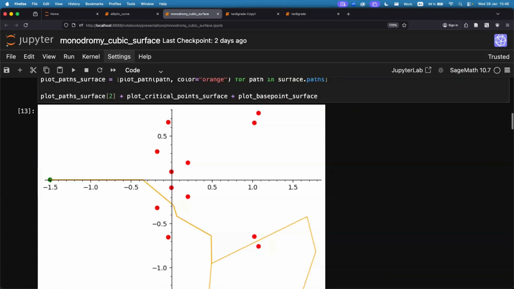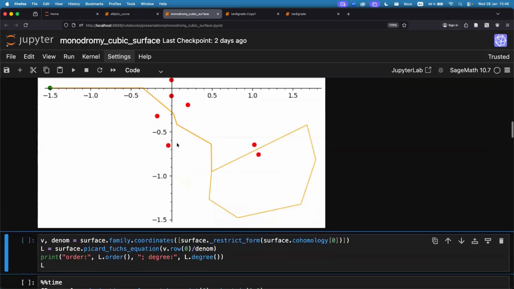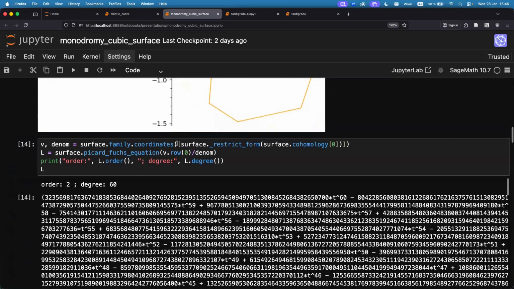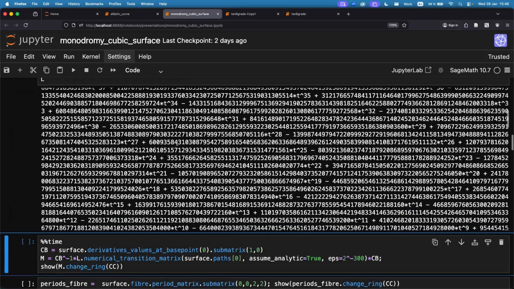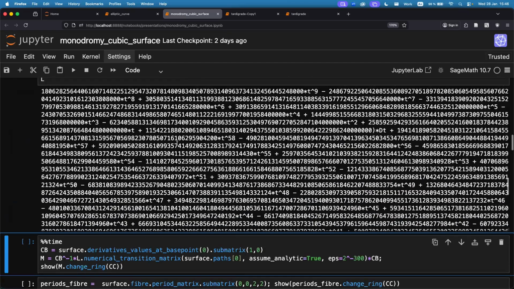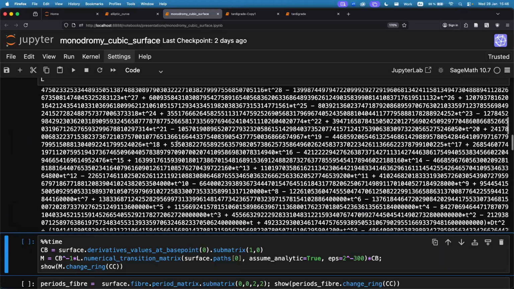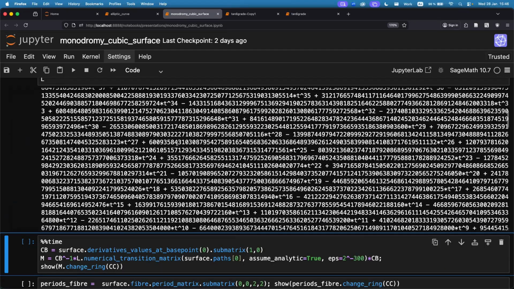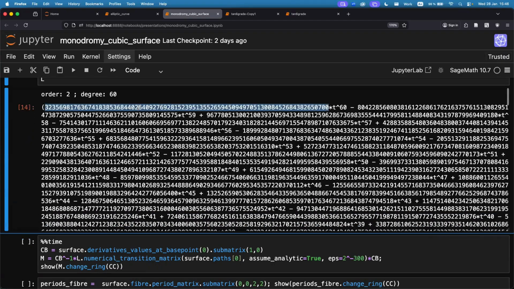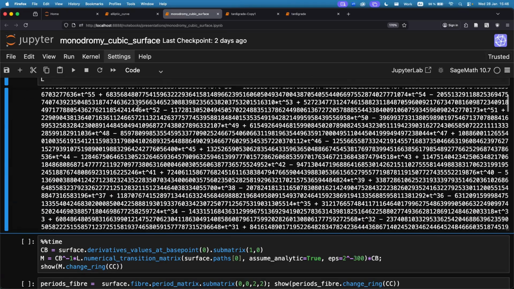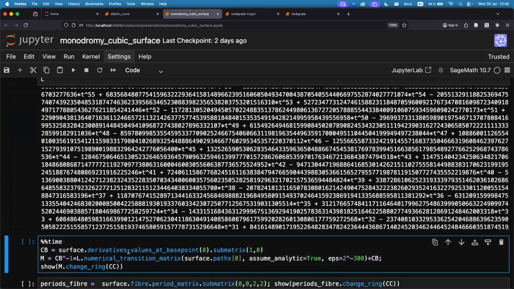These are the critical values of my projection of my surface onto the projective line. And again, I've computed for each of these critical values a simple loop. This is the differential equation that characterizes the deformation of the fiber of this elliptic curve. You can see that it gets quite ugly quite fast, even just in terms of what these numbers are. These are very big integers. And it only gets worse when you increase the degree and dimension of the surface.